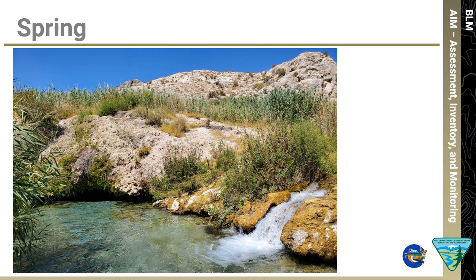A spring is a localized point of groundwater discharge. Use this water source to indicate a specific point source of groundwater discharge, such as a spring head. This water source can occur in isolation or in addition to more diffuse groundwater discharge.